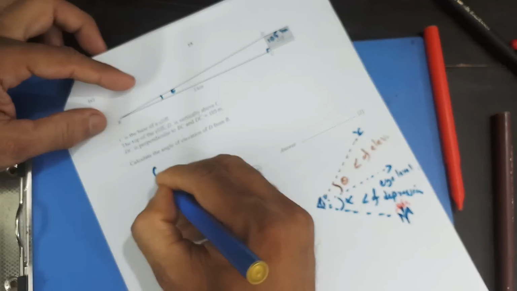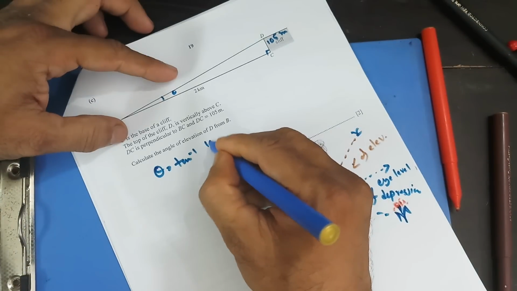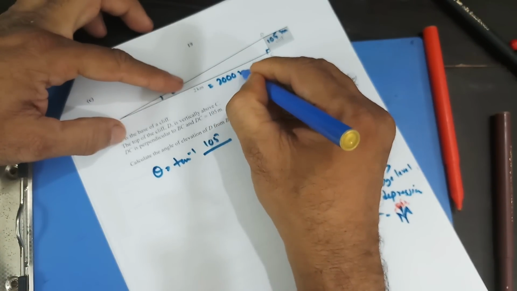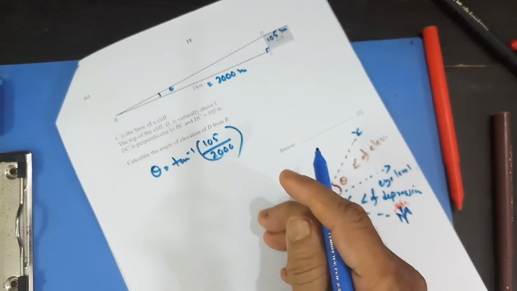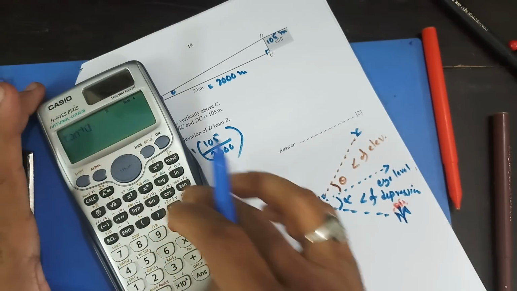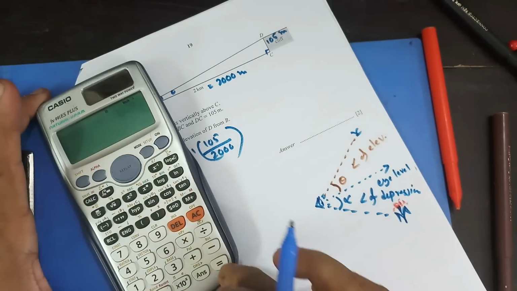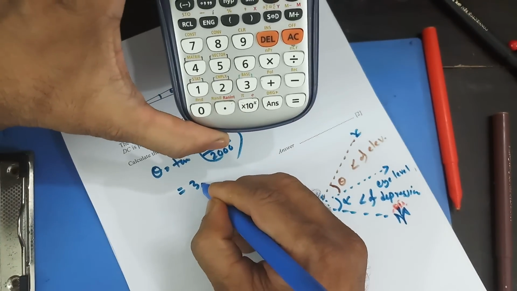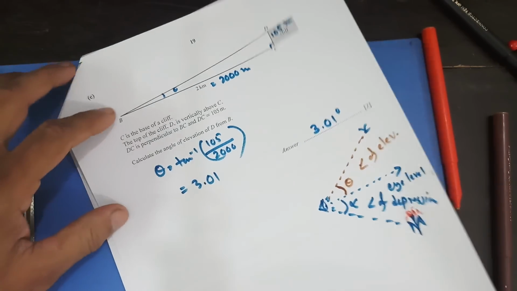So this theta is going to be tan inverse. But be careful. This is 105, and that 2 kilometer is going to be 2000 meter. I need to use the same unit. So it's going to be tan inverse 105 divided by 2000, and that's going to be 3.01. So this is 3.01 degree. Okay, so this one is done.